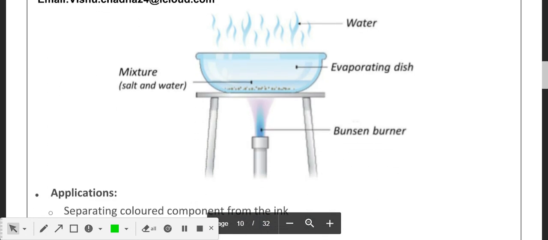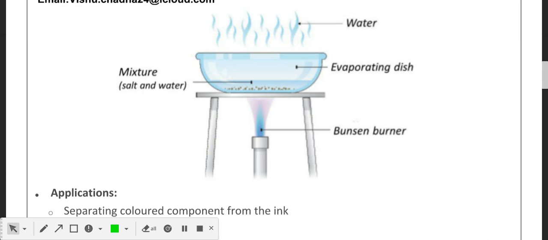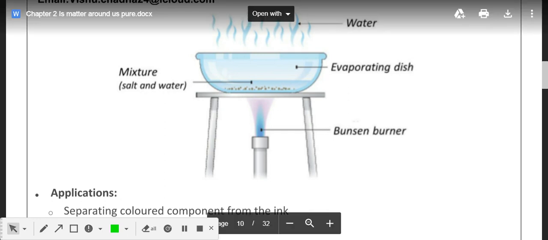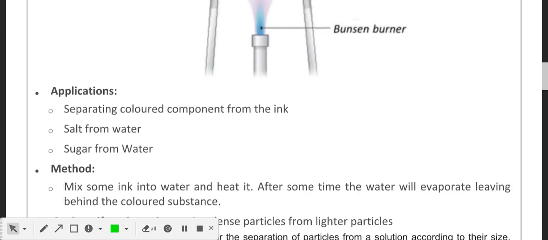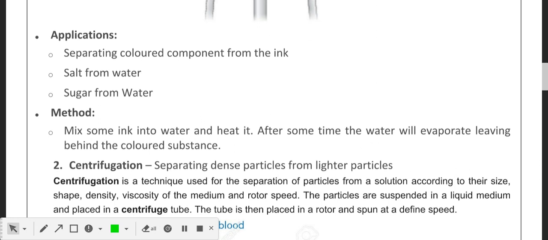See this, this is the process. We have a bowl, and in that bowl we supply some heat from a Bunsen burner, and what we keep in that bowl is salt and water. What will happen? The water will evaporate and the salt is left behind. Applications: separating color component from milk, salt from water, sugar from water. What is the method? Mix some ink into water and heat it. After some time, the water will evaporate, leaving behind the colored substance.